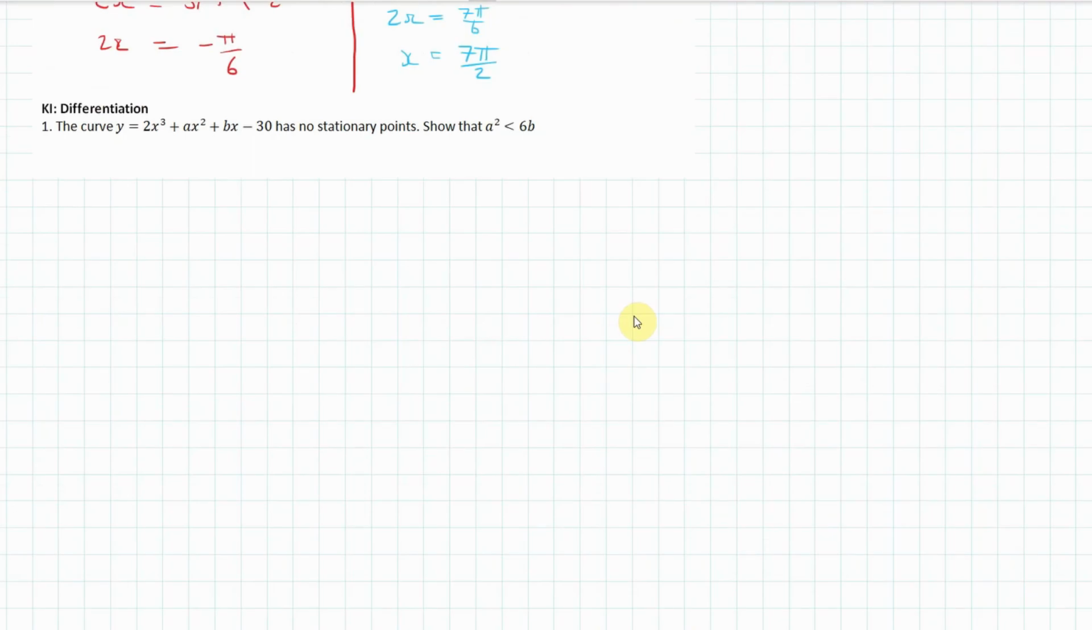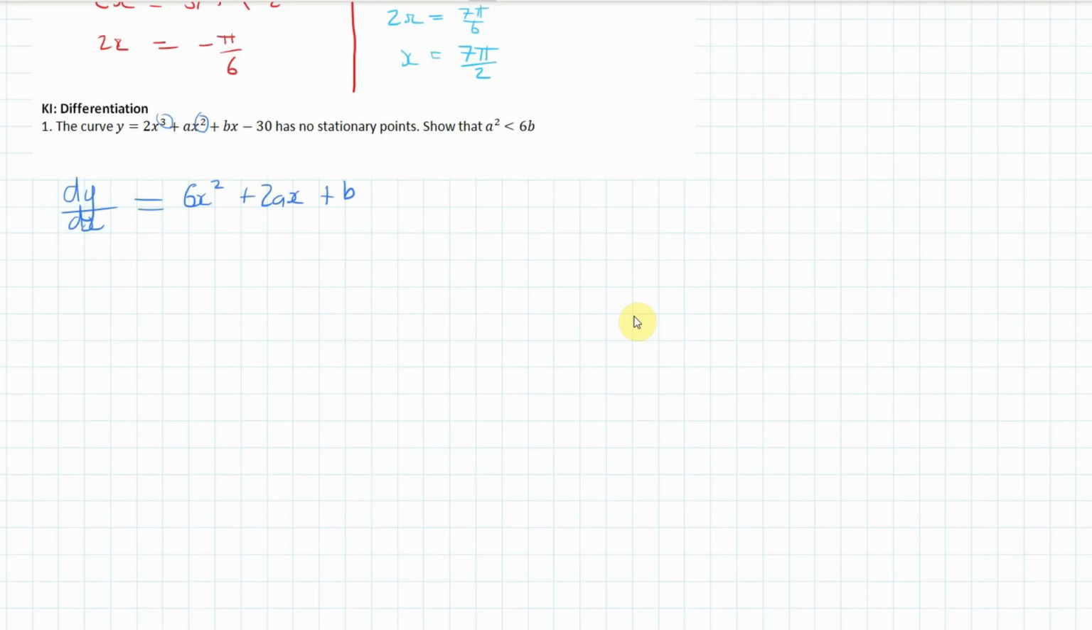Now the last question for us is we have a curve and it has no stationary points. So what we've got to do here is we're going to differentiate this and show that the gradient is never equal to 0 because it's got no stationary points. So when we differentiate it, we take this number here, 3, we multiply it by the 2 to get 6, and then we drop the power down by 1. Then with this one here, we times the a by the 2, so we get 2a, and we drop the power of the x down by 1. And then this one here, bx, just becomes b, and the 30 drops out.